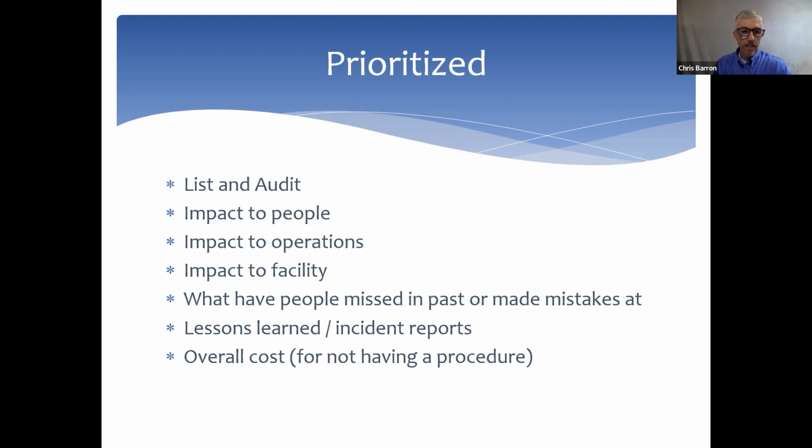This is how I'm prioritizing these. Which ones are most important? The impact to my campus, if this is not followed. Maybe it's where people park and how it damages the grounds. Maybe it's how people use certain types of equipment inside the building. It damages the carpet. So we come up with a policy and a procedure because of this prioritization that we've done. What have people missed in the past?